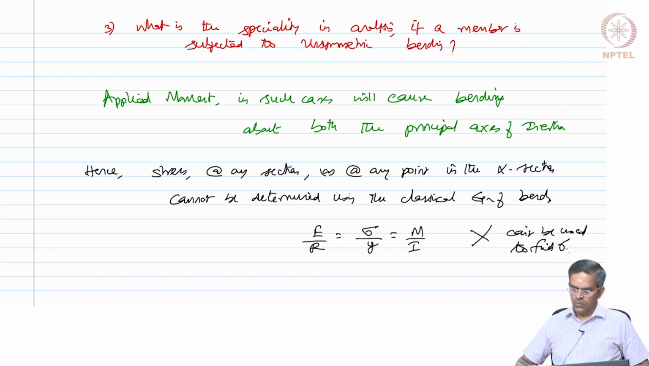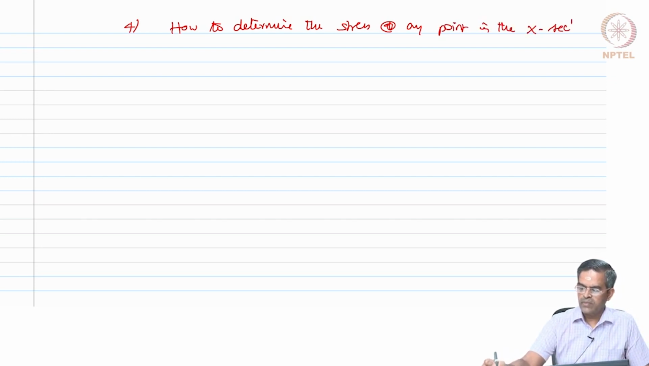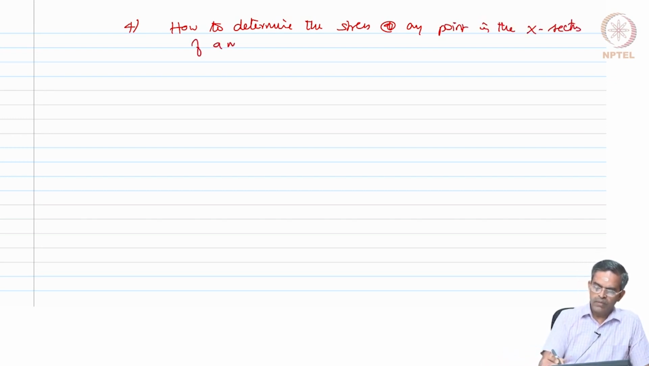Now, what do I do to determine the stress when a member is subjected to unsymmetric bending? So, the question is then how to determine the stress at any point in the cross section of a member under unsymmetric bending.